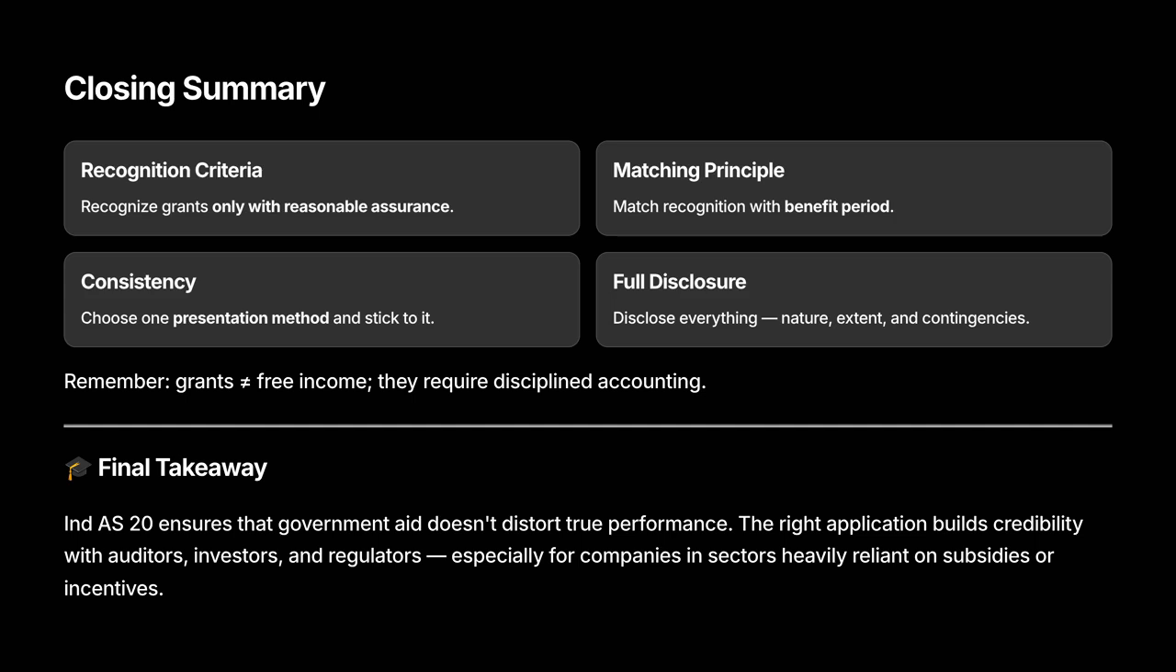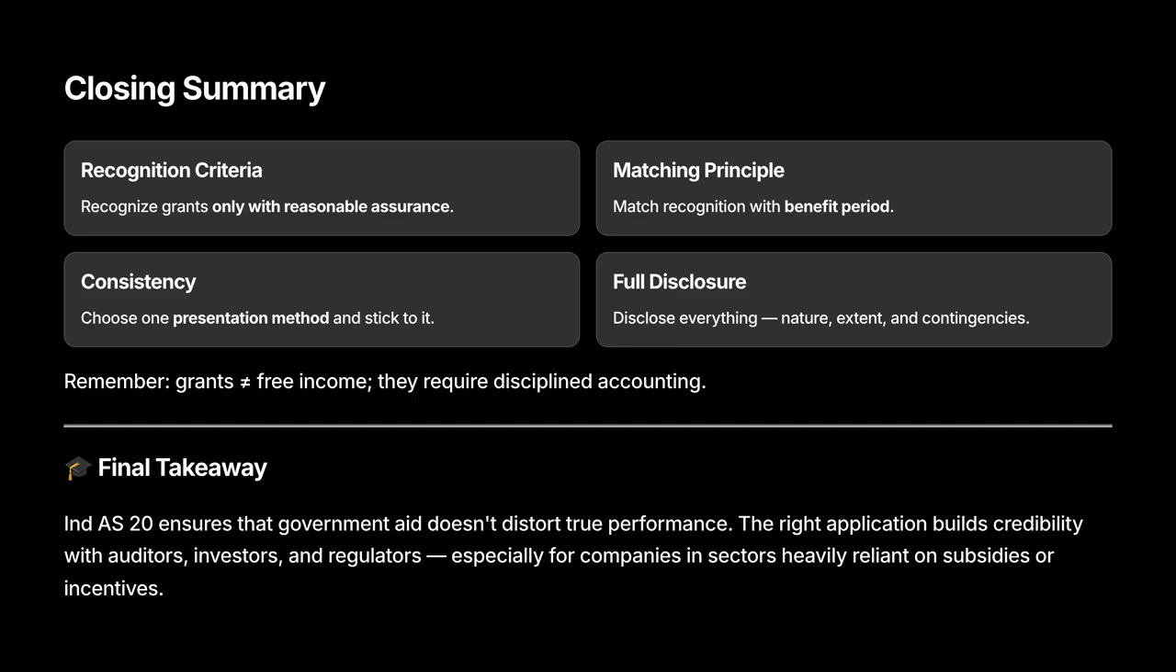Closing summary. Let's wrap it up. Government grants should be recognized only when there's reasonable assurance of compliance and receipt. Grant income must be matched with the period of related cost or asset use. Choose your presentation method, deferred income or net off, and apply it consistently. Disclose clearly the nature, extent, and conditions of every grant.